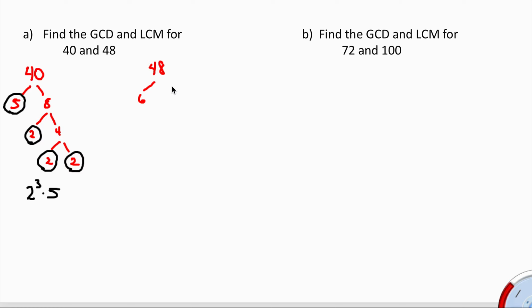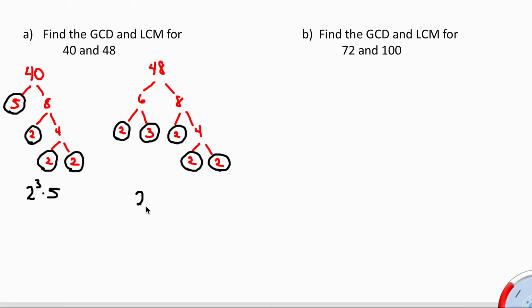48, maybe 6 times 8. Right? 12 times 4, whatever you think of. 6 is 2 times 3, and that's the only way we can write that. So 8 is 2 times 4. I got 3 primes out of that step. But I'm still continuing with the 4 because I can write it 2 times 2. All right, so in my prime factorization, I just have 2s and 3s. 1, 2, 3, 4 2s and 1 3.